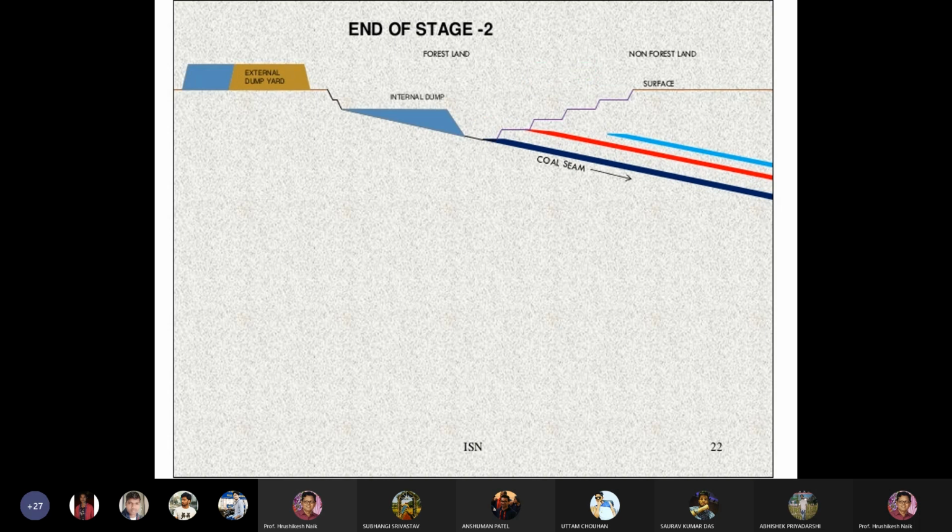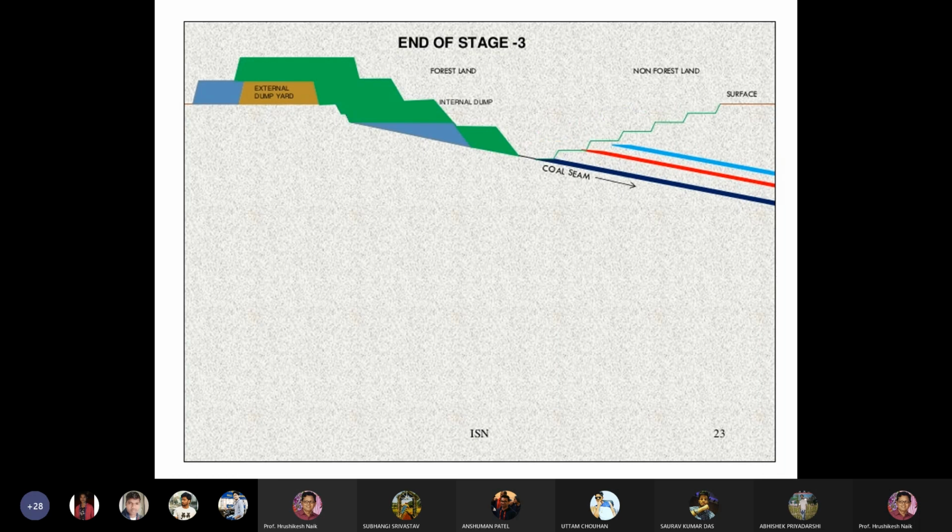Then in the second stage, this is the external overburden dump, and from this area you have already taken out the coal. Then this is the internal dump area. You are dumping the overburden over here, proceeding to this side, and mining this coal deposit. That is stage 2.